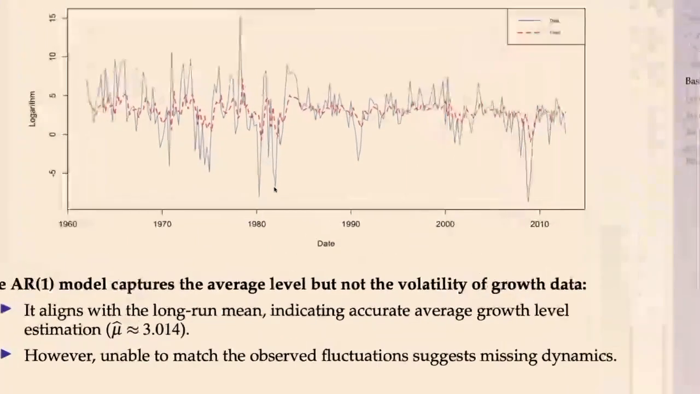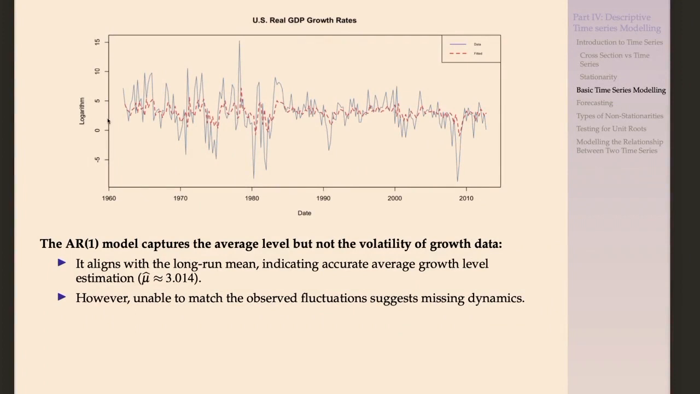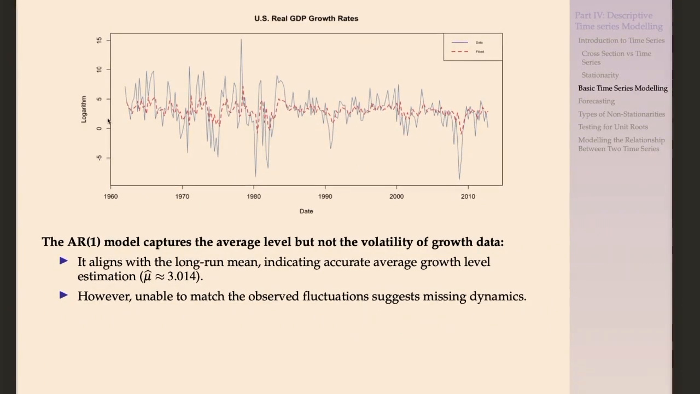We can see that it captures the average level. The mean is roughly here, and it's consistent with what we estimated, roughly 3. But it fails to capture the volatility of the growth data. It's smoothing out the variation. It's too smooth. So basically, the AR1 model does a great job here in capturing the long-run mean, but it fails to explain the variation.